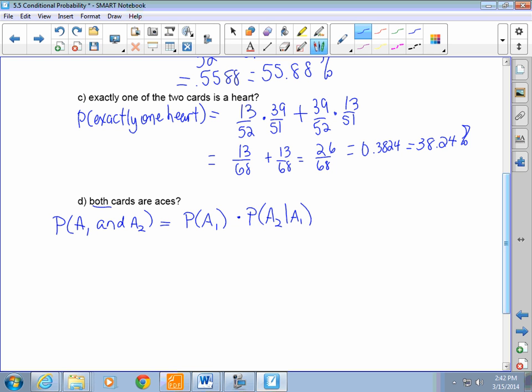So if I think about my deck of cards, I have 4 aces in the deck, so that's a 4 out of 52. If the first card was pulled out, then that means I'm left with 51. And if the first one was an ace, then that means there are only 3 aces left in the deck. So I have 4 times 3 over 52 times 51. Well, that reduces to 1 over 221, which is 0.0045 or 0.45%.